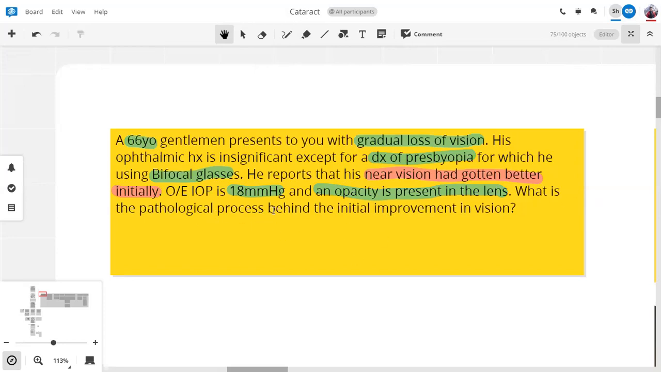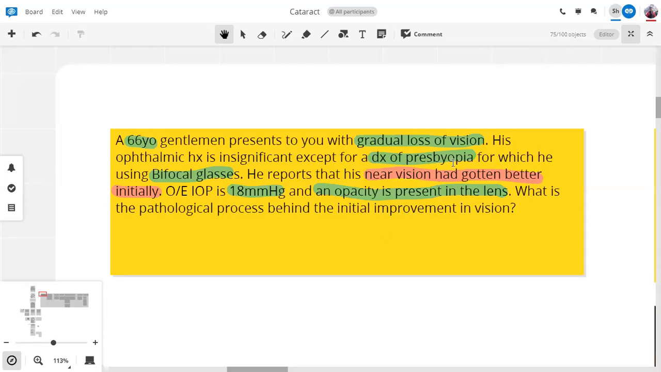the initial improvement. We know that in cataracts, there are three important pathological processes. The first is hydration. The second is denaturation of proteins. And the third is sclerosis or hardening. Now we know that the first two processes occur in the cortex, and the last is predominant in the nucleus. So we know that an improvement in near vision.